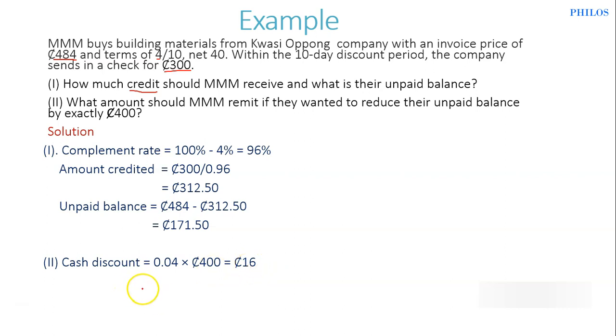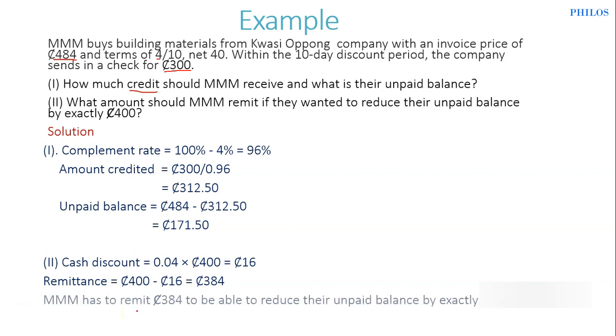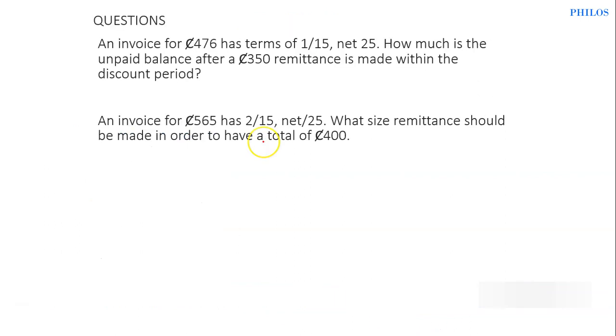So after getting the 16 cedis, then you can now get the remittance, because we want to find the remit. So you can now find the remittance for that 400. The remittance should be the 400 cedis minus the cash discount on the 400 cedis. So that will give us 384 cedis. So that is the amount MMM should remit if they wanted to reduce their unpaid balance by exactly 400 cedis. You can conclude that MMM has to remit 384 cedis to be able to reduce their unpaid balance by exactly 400 cedis. So try this question yourself.